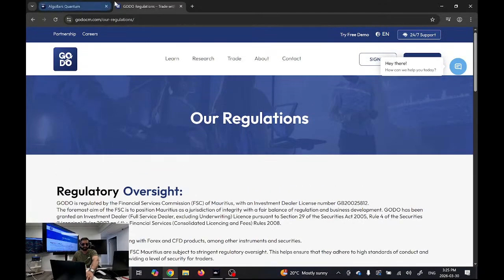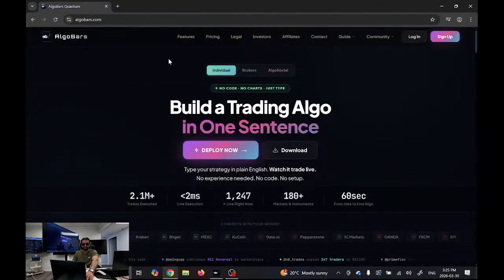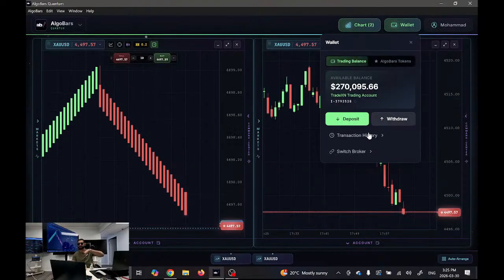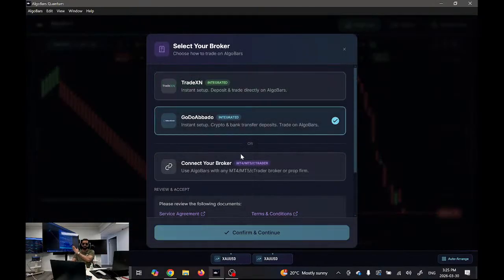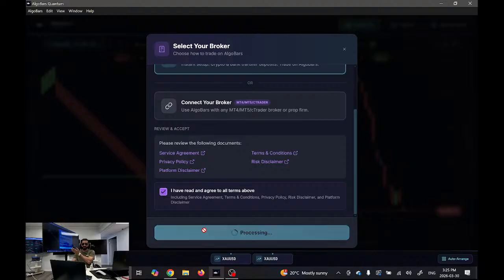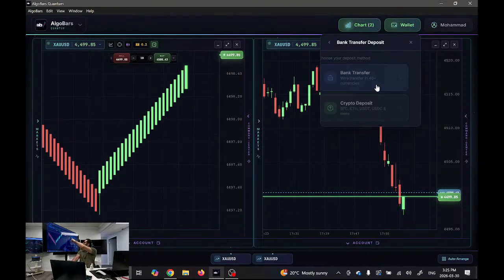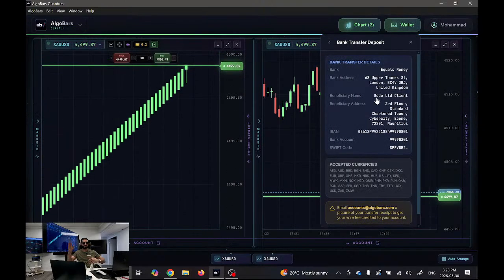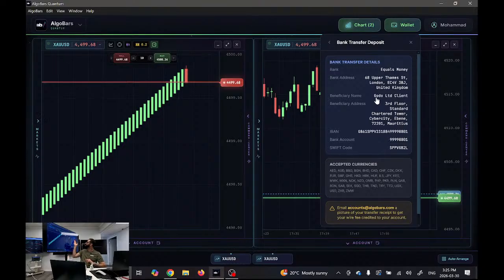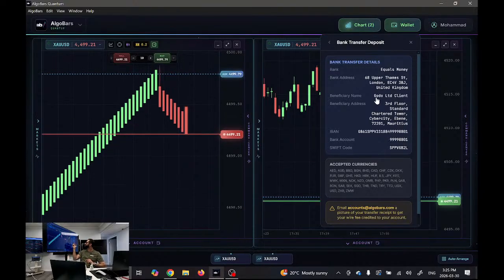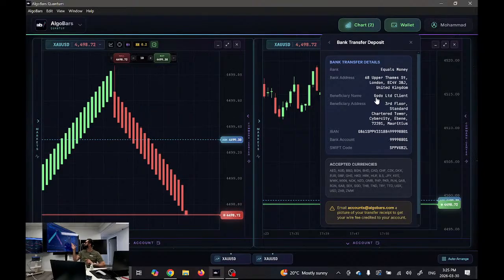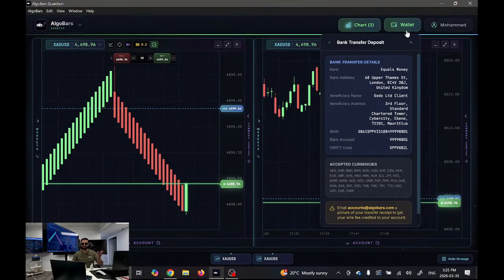Regulated and licensed. I'll show you right here when you're in AlgoBars, let's go to switch broker. Let's switch to GoDo. Confirm and continue. Now, if I click wallet, then deposit, then bank transfer, look, it's the GoDo bank account, GoDo Limited client. Here's their bank account, their address, all of this. GoDo, licensed and regulated.